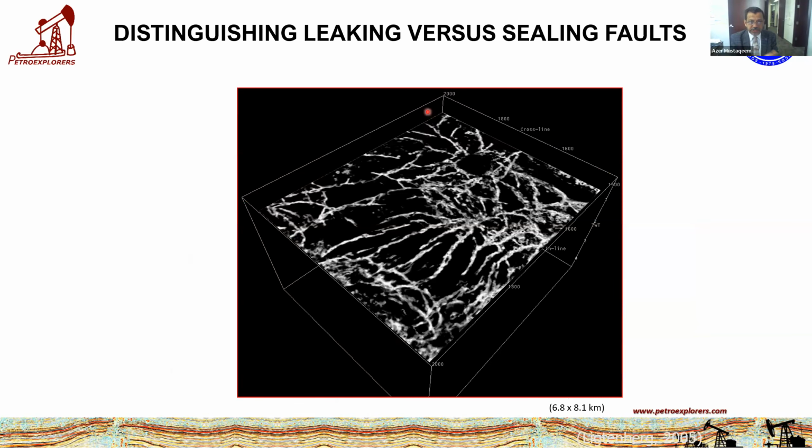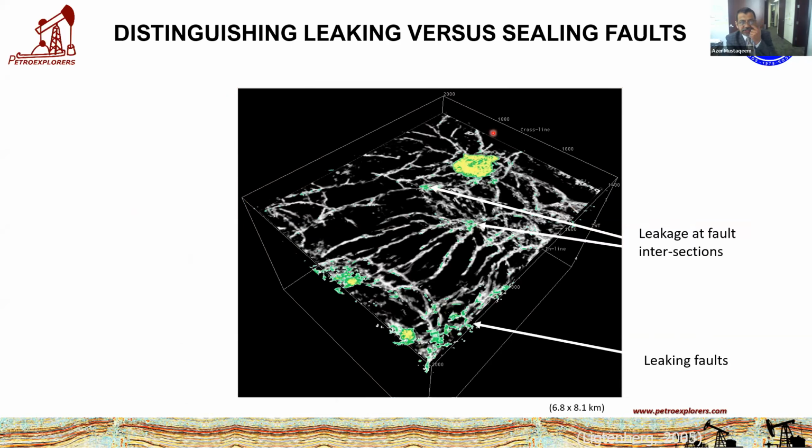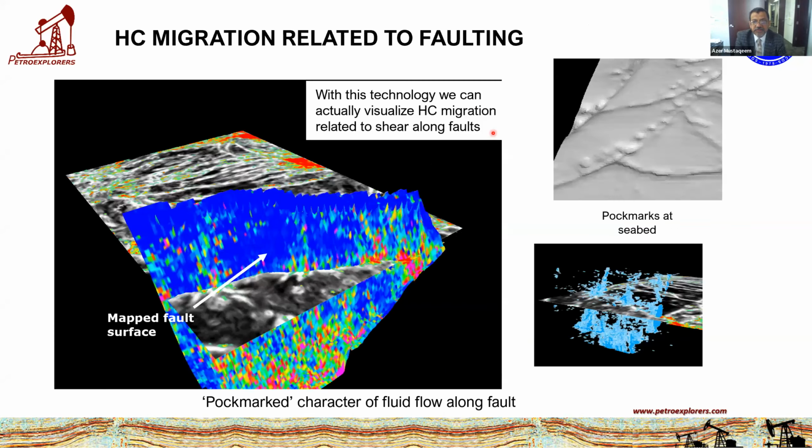So now we look at another example of an extensive fault system, where you have the chimneys showing at different parts of the world. The leakage happens at the intersection of various faults. So you have chimneys coming up, breaching these, mainly at the top of salt domes. And then you have leakage at the fault intersections. And then you have sealing faults where you don't see the leakages.